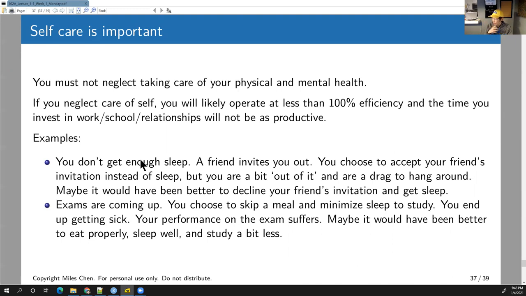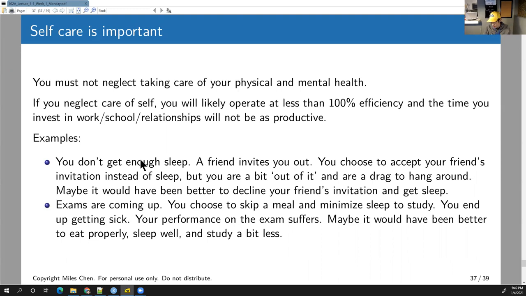Self-care is important, right? Don't neglect your physical and mental health. If you neglect the care of yourself, things are just going to operate at less than 100% efficiency, and the time you do put into work, school, relationships, and stuff like that is not going to be productive, right? So if you don't get enough sleep, maybe a friend invites you out, and you choose to hang out with your friend instead of getting sleep. But if you're operating on low sleep, you're probably not as much fun to hang out with, okay? You're going to be a little bit out of it. You might fall asleep during the movie and your friend will be like, oh, this is not fun. Maybe it would have been better to just sleep rather than accept your friend's invitation, okay?